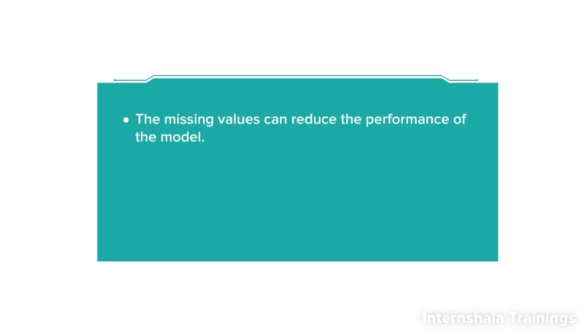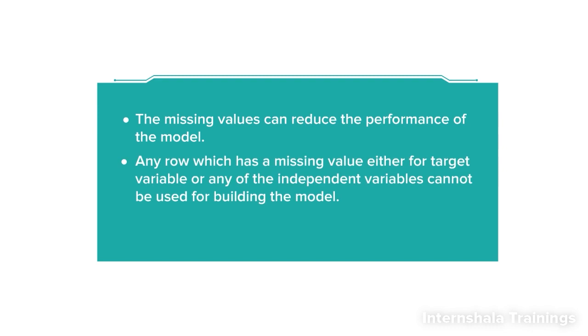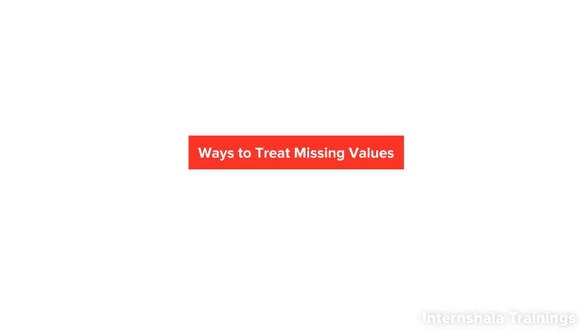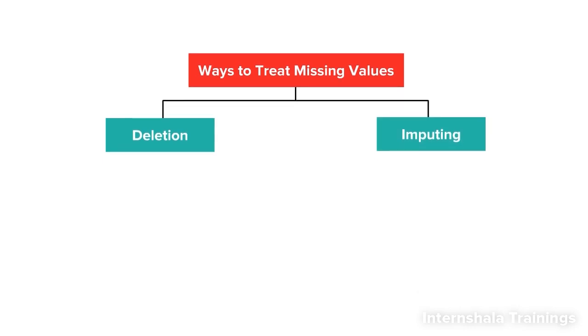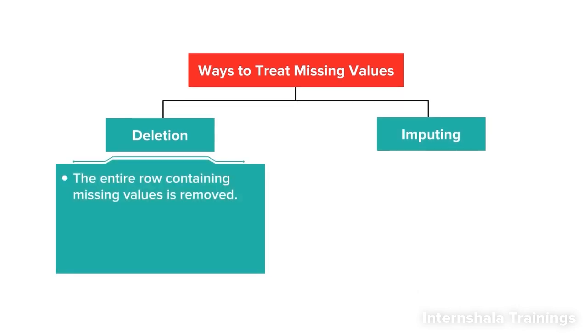These missing values can reduce the performance of the model, since any row which has a missing value either for the target variable or any of the independent variables cannot be used for building the model, and hence we need to treat them. There are 2 ways for treating the missing values: deletion and imputing. In the deletion method, we remove the entire row containing the missing values. This reduces the data size and is not advisable, as we might lose some valuable information in the process, especially if the data size is small.